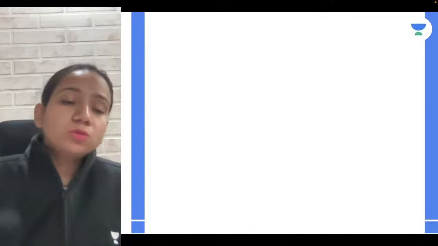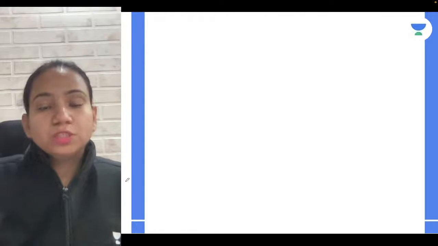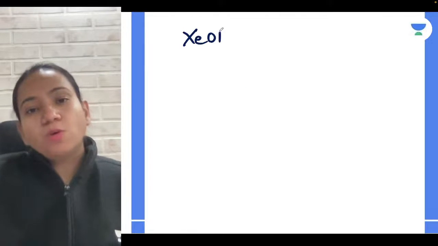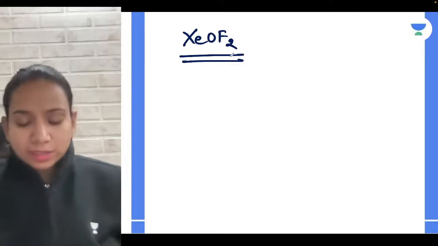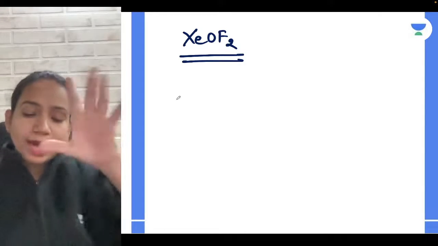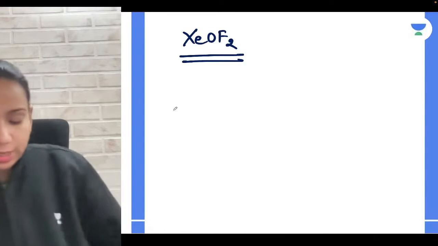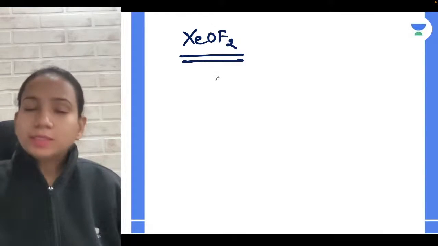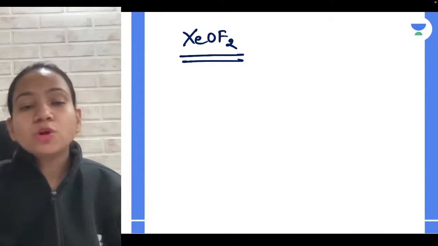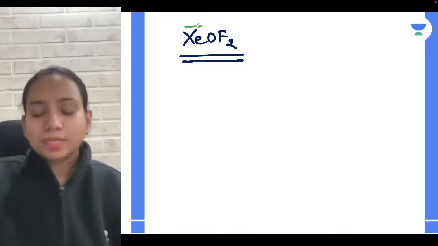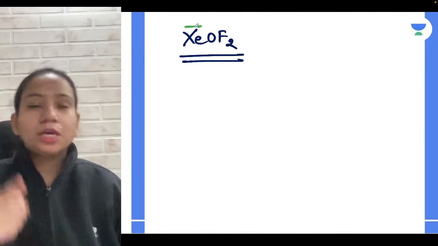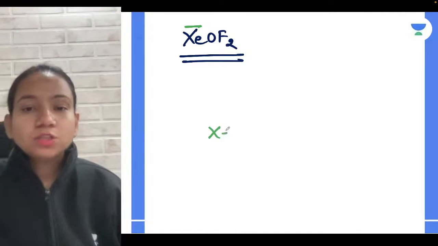Now I'll give you one more compound which many students find difficult. Suppose you have XeOF2. For this compound, you have to tell the hybridization. How will you tell it? Yes. So it's very simple, guys. Again, which one are you going to choose as the central element? The one which has the least electronegativity. So xenon has it. So first you will keep xenon.